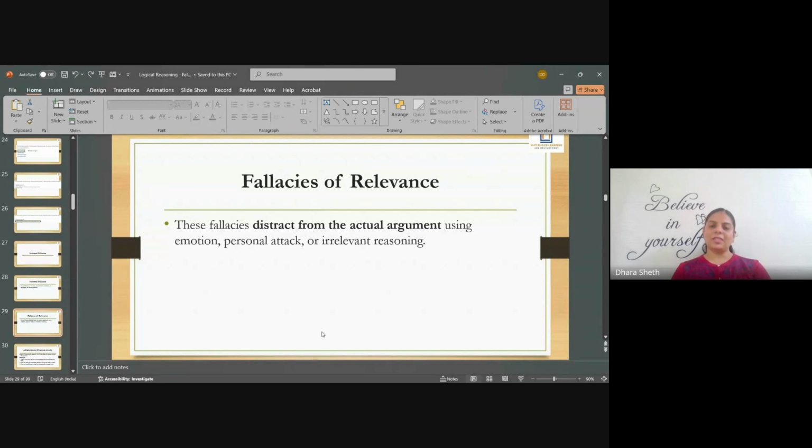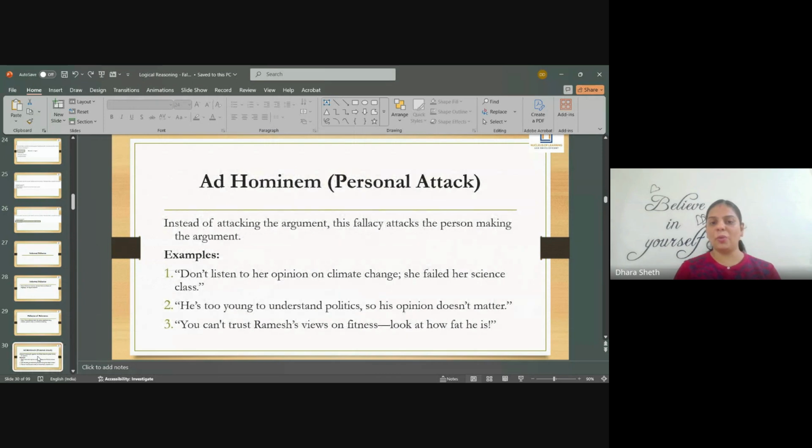Okay. Now, fallacies of relevance are those fallacies that distract from the actual argument. In what way? By using emotion, personal attack, or irrelevant reasoning. Let's have a look at them. The first one is ad hominem, also called personal attack. Either personal attack or ad hominem, one of these can be your option. So you need to remember both of them are the same.